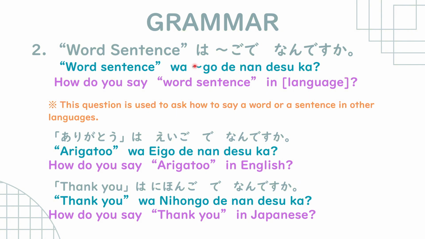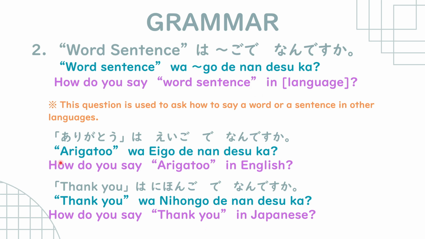Go is an ender for any language, if you remember. Okay, so country plus language, de nan desu ka. So how do you say this sentence in this language? This is going to be useful, especially if you're immersed in a culture or in a different country, especially in Japan, and you don't really know how to say stuff in Japanese. So you would use this question to ask how you would say this word sentence in Japanese.